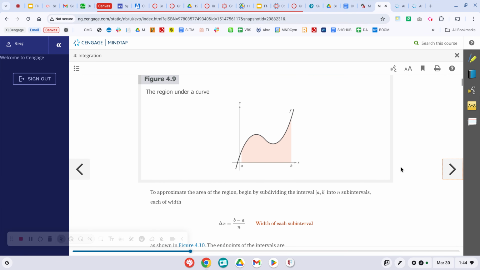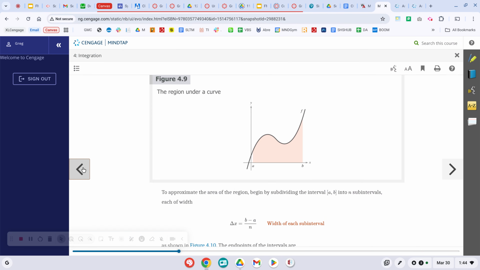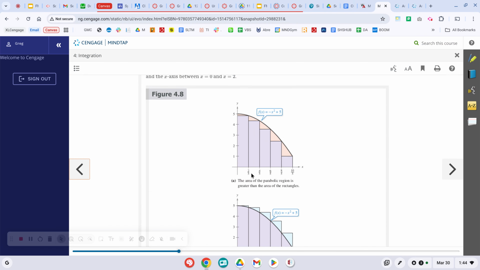Basically, it's just saying delta x is your b minus a divided by however many n's you decide. Does that make sense? Yes. So that this corresponds exactly with this picture right here. Here our n was 5 and our region was 2 units long.